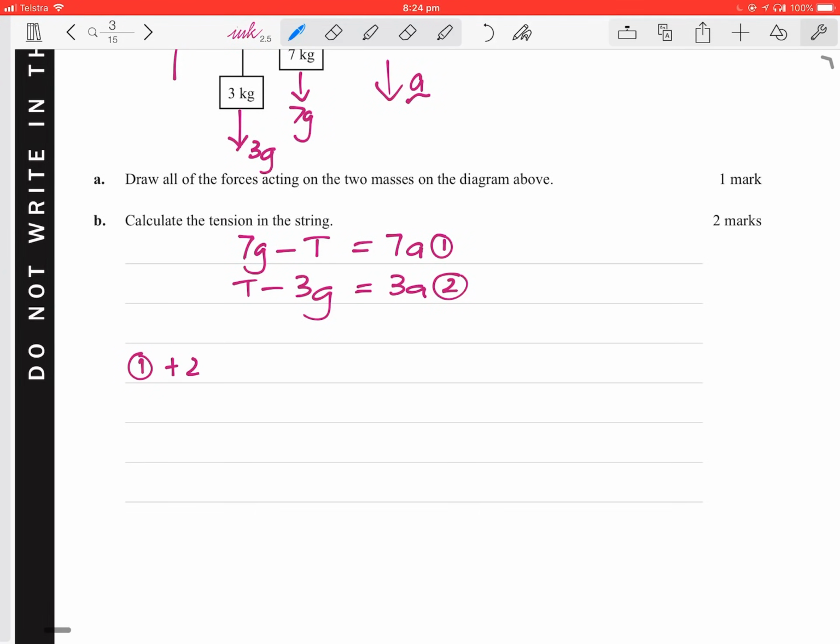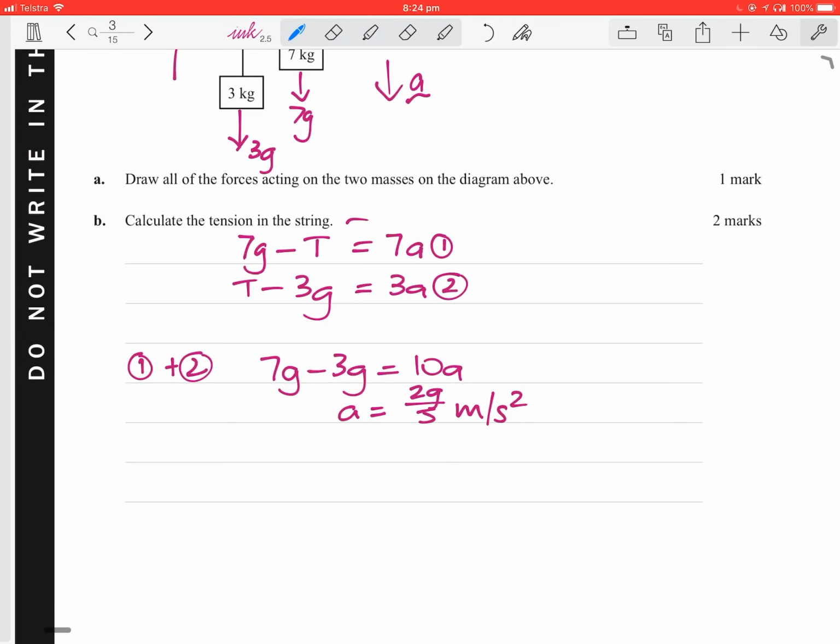Okay, if we do 1 plus 2, our T's are going to cancel. So I get 7g minus 3g equals 10a. So 4g equals 10a, so a equals 4g on 10, which is 2g on 5 meters per second squared.